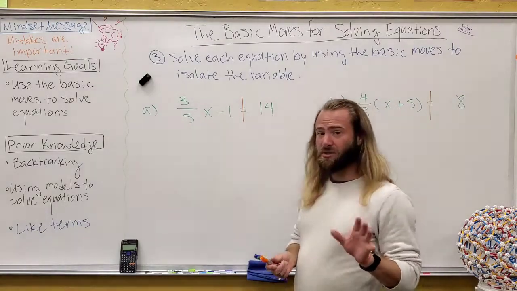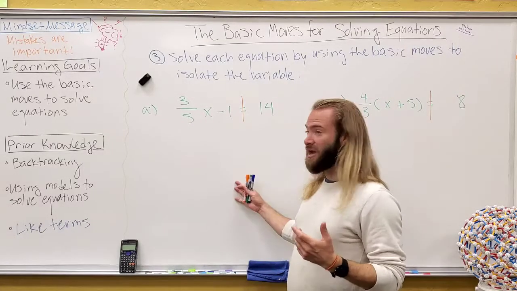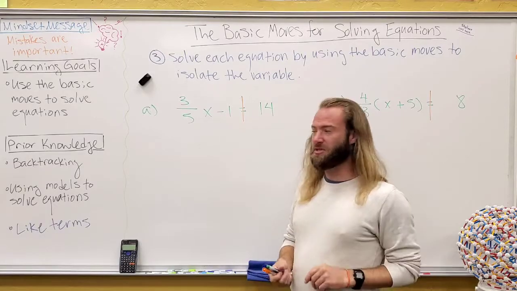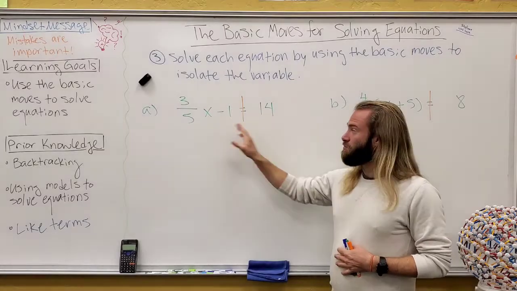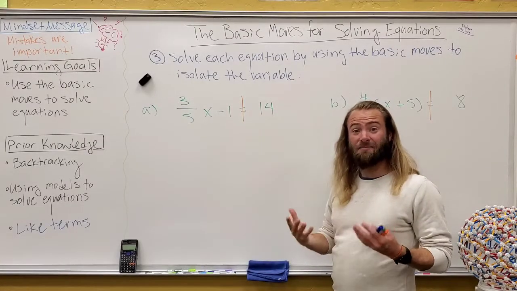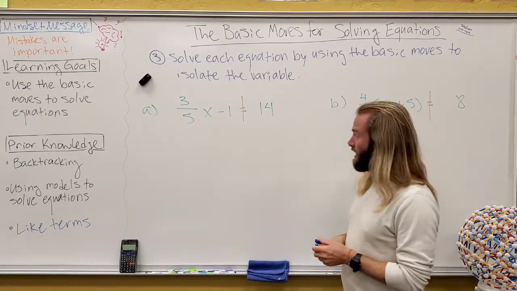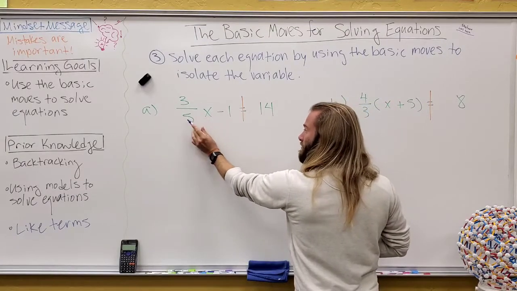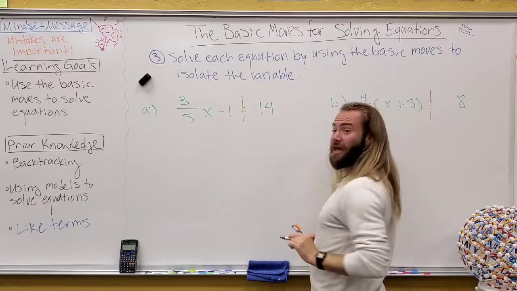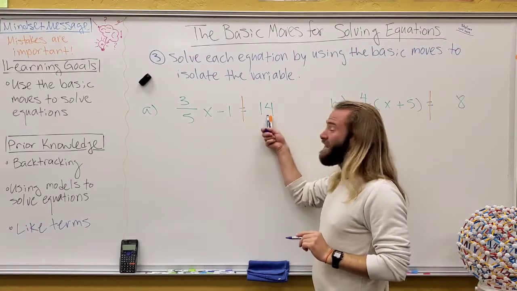Now there's a couple ways you could deal with these. I'm going to show you two ways for A, and then we'll just maybe finish B together with one way. First of all, you probably recognize this looks like something that can be backtracked, and you're right that you could do that. And if I were to backtrack, remember this says a number times 3/5 minus 1 ends at 14. This is our ending number.